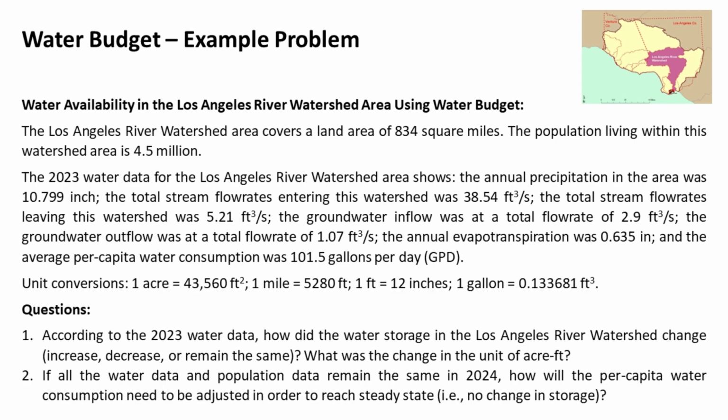Question 1. According to the 2023 water data, how did the water storage in the Los Angeles River watershed change? Increase, decrease, or remain the same? What was the change in the unit of acre-foot? Question 2. If all the water data and population data remain the same in 2024, how will the per capita water consumption need to be adjusted in order to reach steady state, meaning no change in storage?